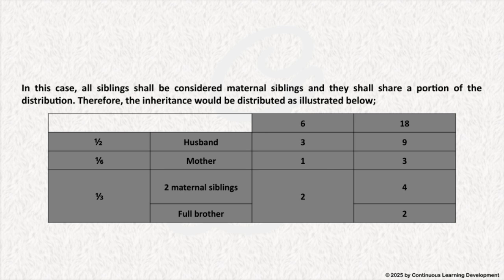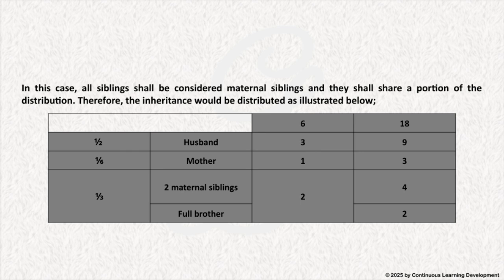The maternal siblings, which include the two siblings mentioned, are collectively entitled to a share as well. In this example, they share a sixth, or 1/6, of the inheritance, which is divided among them. It's important to highlight that in this scenario, all siblings are considered maternal siblings. That means they share the same maternal lineage, and as a result, they share the inherited portion equally. Because of this, the estate is distributed according to these proportions.